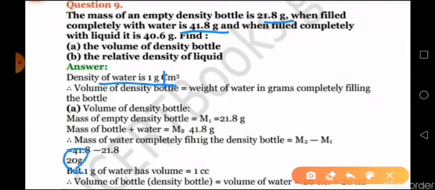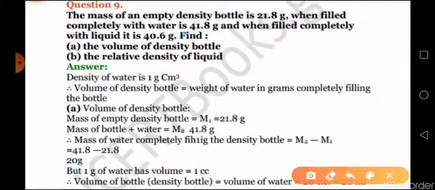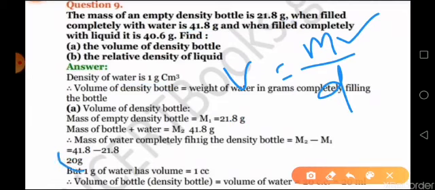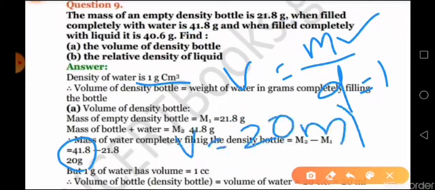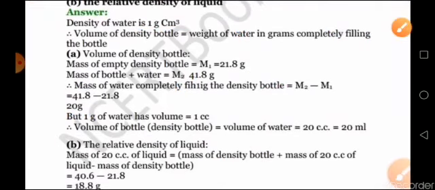Now you are having mass, you are having the value of density. Now from the equation density is equal to mass by volume, you can have the equation volume is equal to mass by density. Now mass you have already calculated it as 20. Now density of water is going to be 1, therefore volume will be equal to 20 ml. Clear? Or 20 centimeter cube. So that is all about your first part.